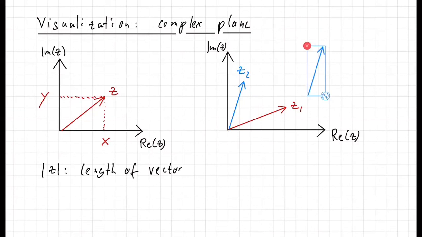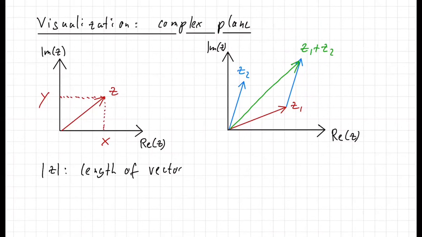So when we want to add them, what we basically have to do is take this vector here, and just put this vector on the tip of the other vector, and the resulting vector, that is the sum Z1 plus Z2.